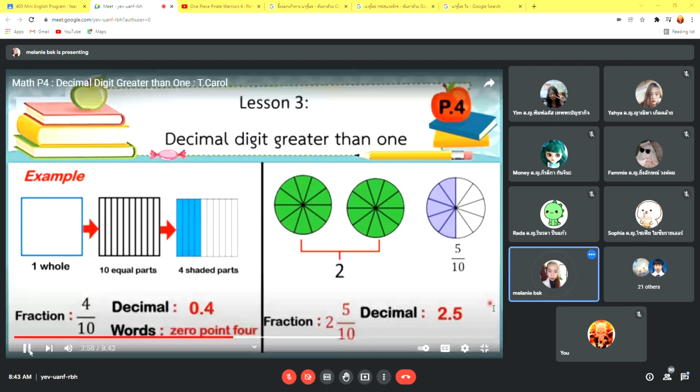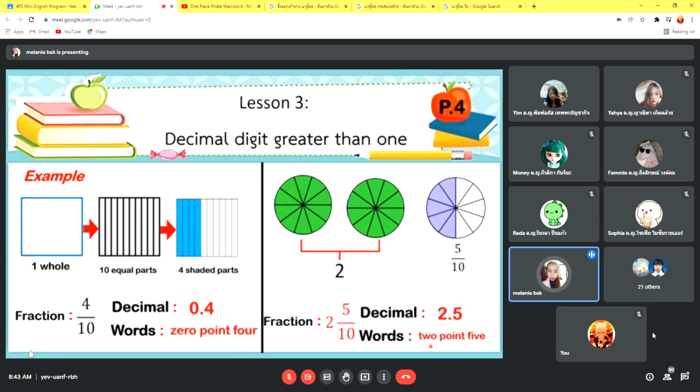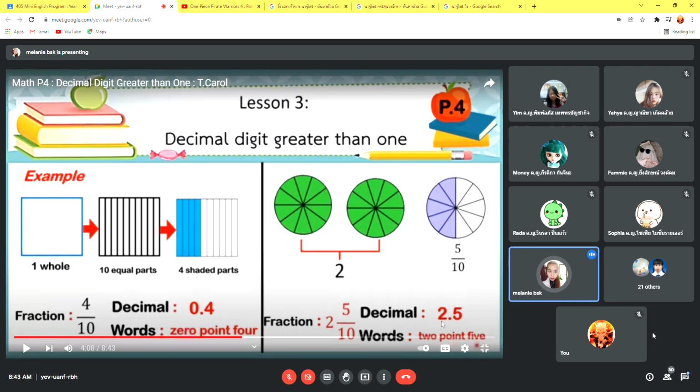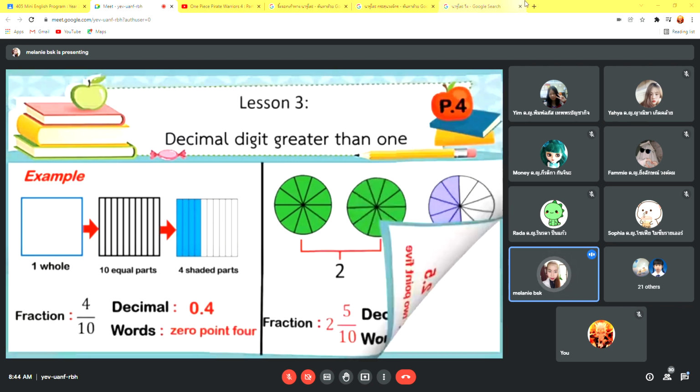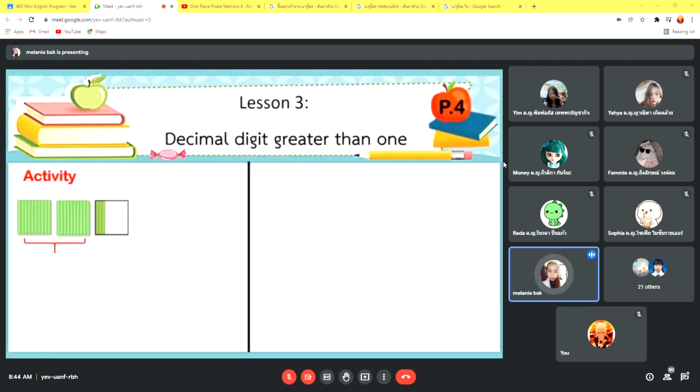In that 2.5, we're going to use 2 and 5 tenths, the format that we used yesterday. This one is just a sample, okay? Anyway, you can use 2.5, but we're going to use 2 and 5 tenths in our examples. That format.